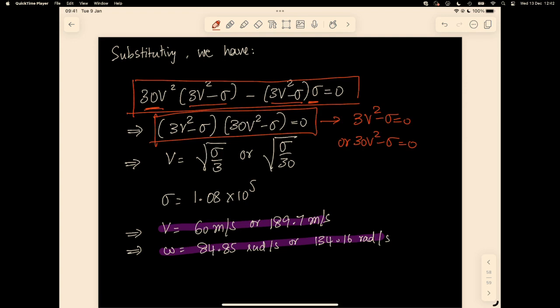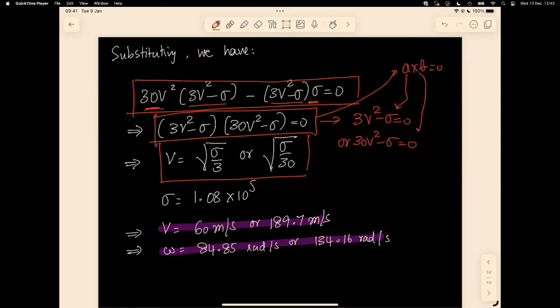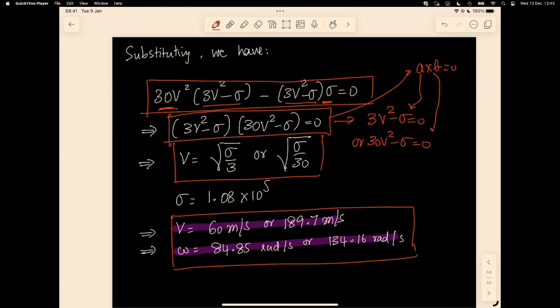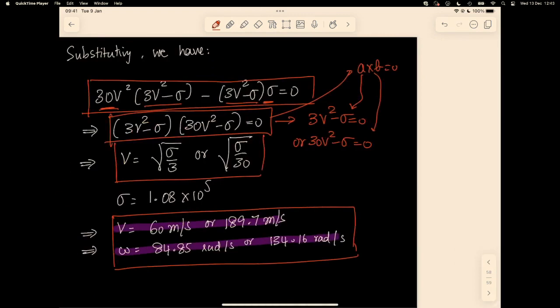So this is of the form a into b equal to 0, which means a is this one and b is this one. So one of them is 0, which essentially gives us a very simple solution for what v is. And we already, in the problem statement, had defined what sigma is. So we said sigma is some kind of a stiffness. And based on that, we can easily calculate what our velocity is. And now if we take the v and substitute back into our equation for omega. What's our equation for omega?